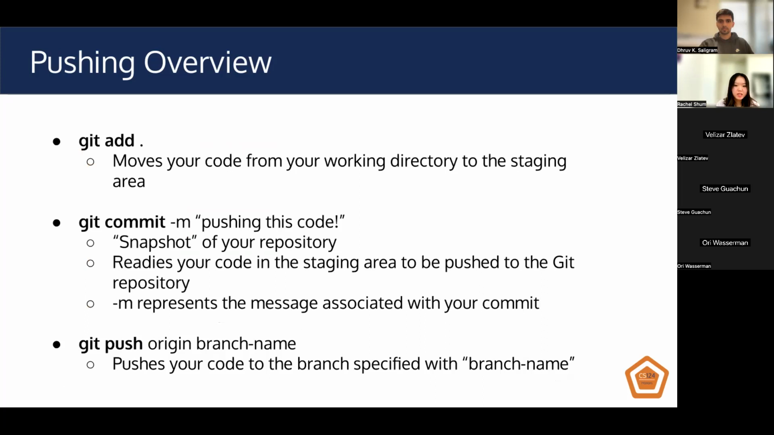Okay, so these are the commands that you use. git add moves your code from your working directory to the staging area. For git commit, the -m flag is just for the message, and then you write your commit message. A commit is basically just a snapshot of your repository at a certain point in time. Using the commit readies your code so that you can push it to the Git repository. And then finally, git push.